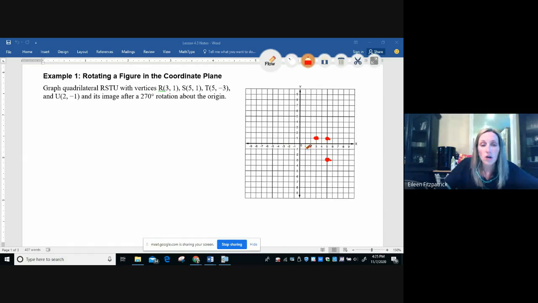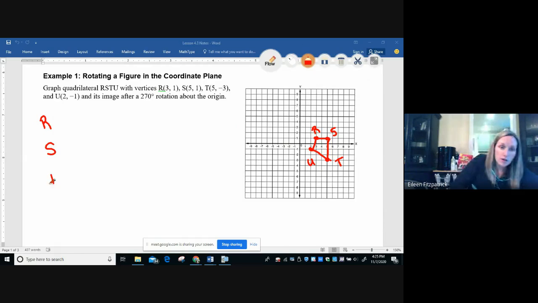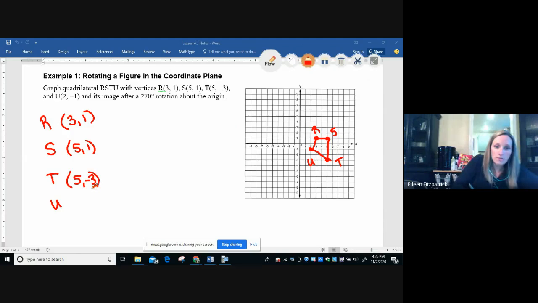All right, so I'm plotting all the points. 2, -1. Okay, double check that I graphed that correctly. All right, so we have R, S, T, and U. I'm going to connect them to draw my figure. Now I'm going to write those coordinates down here: R, S, T, and U. 3, 1, 5, 1, 5, -3, and 2, -1.